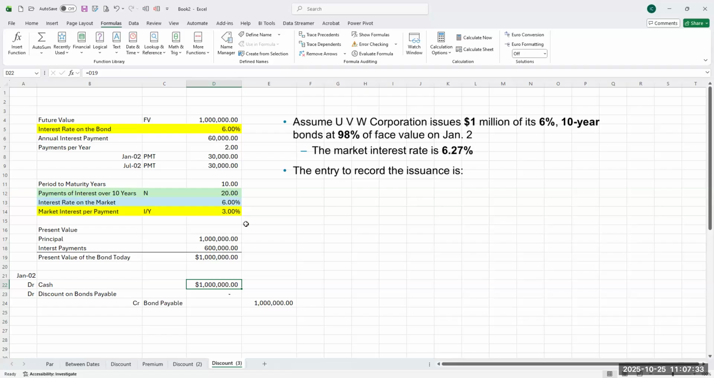But if the market rates start going up, we have to give a discount because the present value starts getting lower. If the market rate is below the interest rate that we're paying, let's say 5%, we start generating a premium. Make sense?